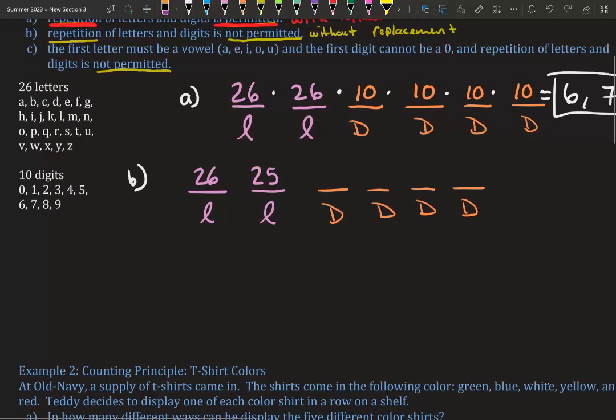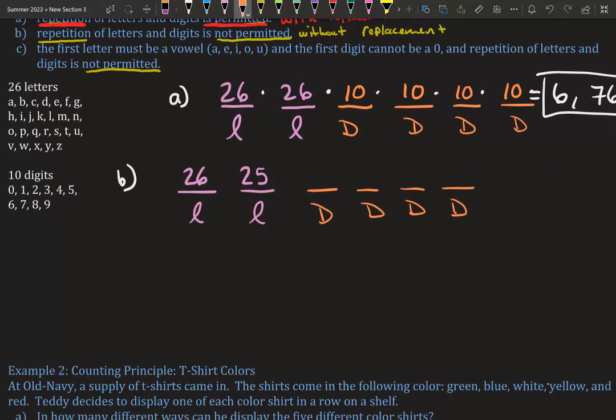Let's do our digits. We haven't picked any digits yet. They're all free to pick from. So right now we have 10 to choose from, because we haven't picked one. Let's say we chose the number 5. Because repetition is not allowed, I can't pick that number 5 again. That means I have 9 numbers to pick from. Let's say I chose the number 4. That means I have 8 numbers to pick from. Let's say I chose the number 3. That means we have 7 numbers to pick from.